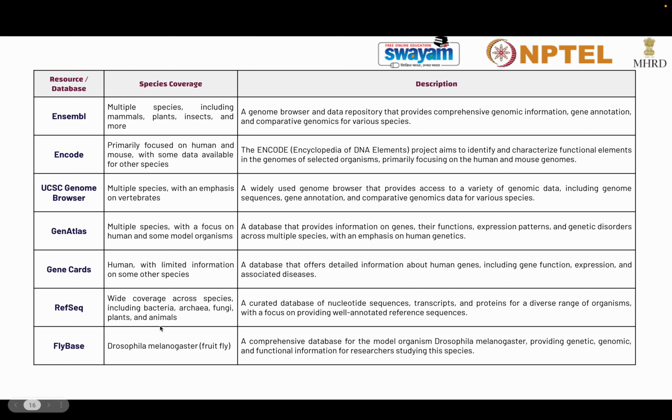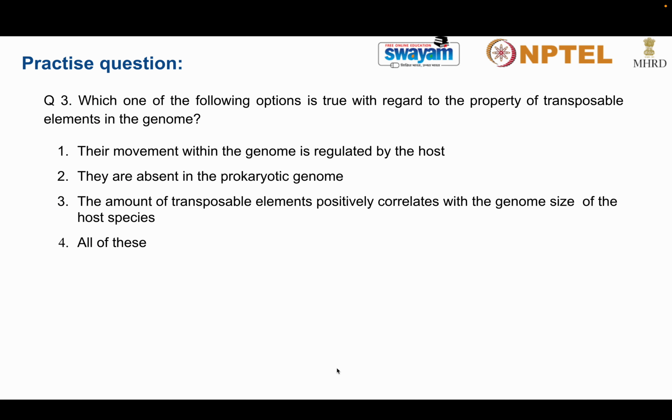Then comes RefSeq, which has wide coverage across species, including bacteria, archaea, fungi, plants, and animals. It also includes humans. And now, when we talk about FlyBase, it is specifically for Drosophila melanogaster. It does not include any information related to any other species. So that's why FlyBase was the right option. I hope now you have got clarity related to these databases. You can also read the descriptions which I have provided. Now let's move to question number 3.